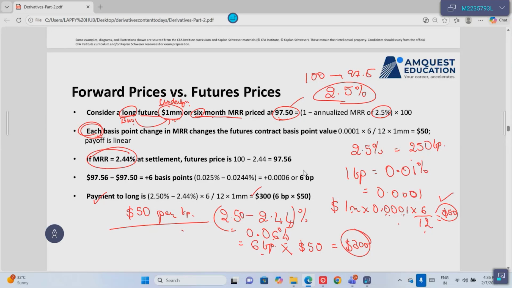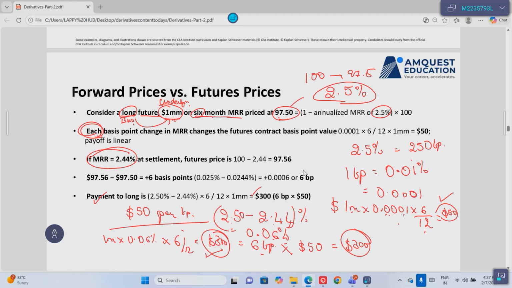$300. If you want to do the traditional way, you can find out the difference. The difference is 2.5 minus 2.44, which is 0.06%. What's the loan amount? 1 million. What's the rate? Differential. What's the period of the loan? 6 by 12. You will get the exact same answer, 300.